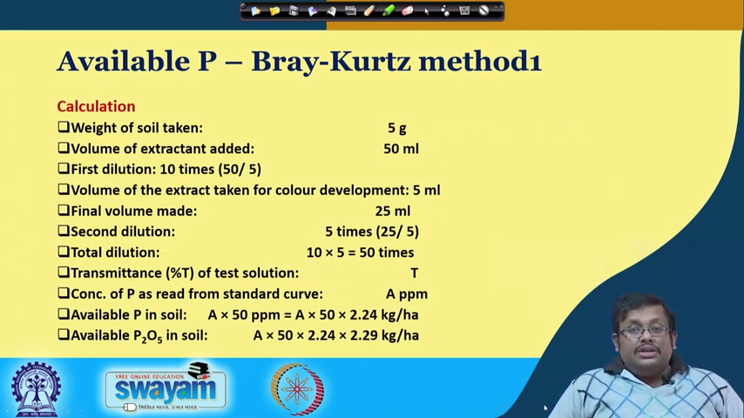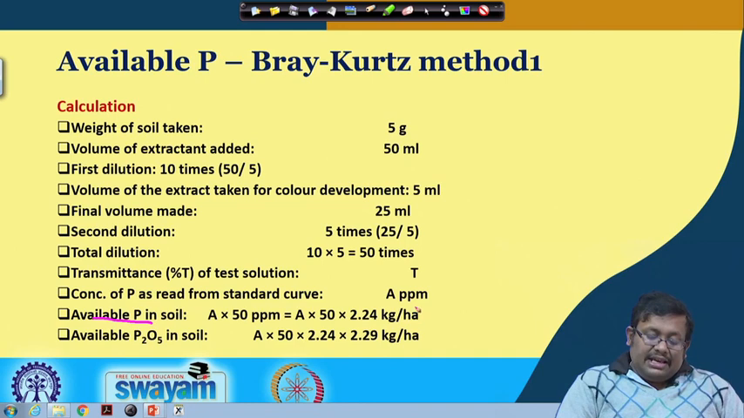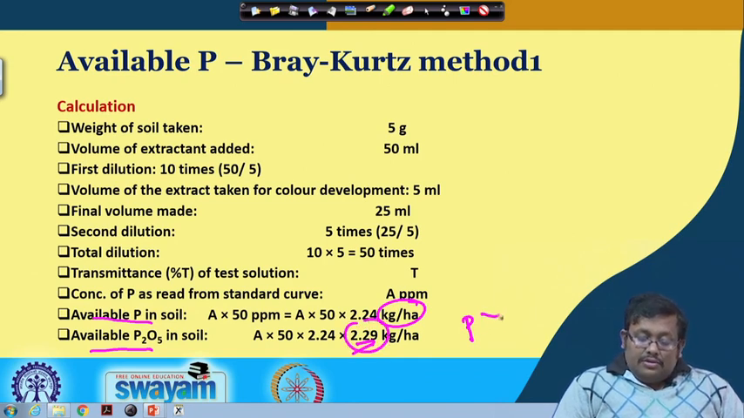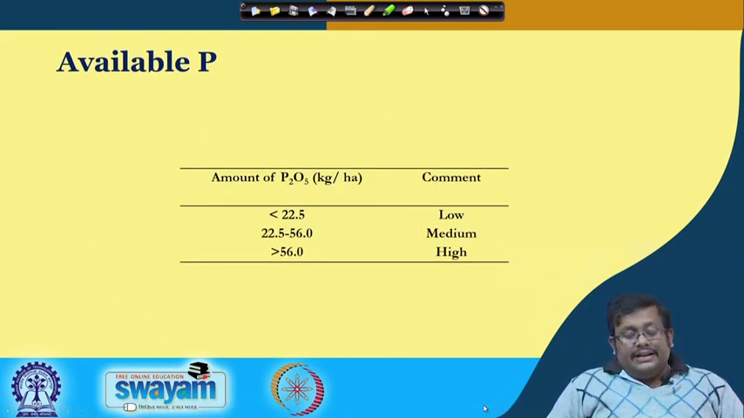These are the calculations, you do not need to remember all these things at this point of time. However, you must remember that whatever phosphate we get here, available P in the soil in kg per hectare, if you want to convert into P2O5, which is the standard conversion for measurement of different fertilizer requirement, obviously you have to multiply with these factors. So, if you want to convert from P to P2O5, obviously you have to use this 2.29 to convert it to P2O5. Okay. What is the interpretation?